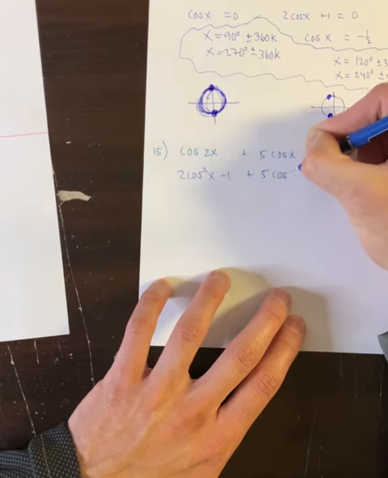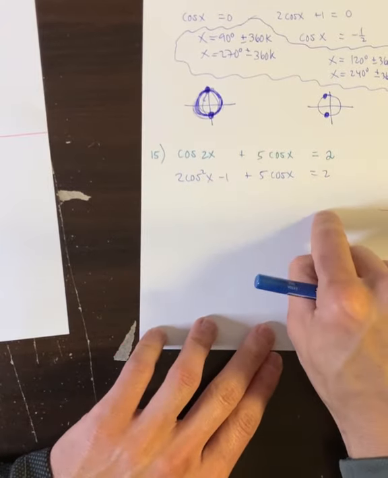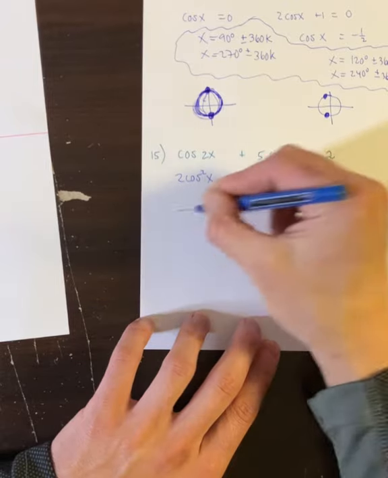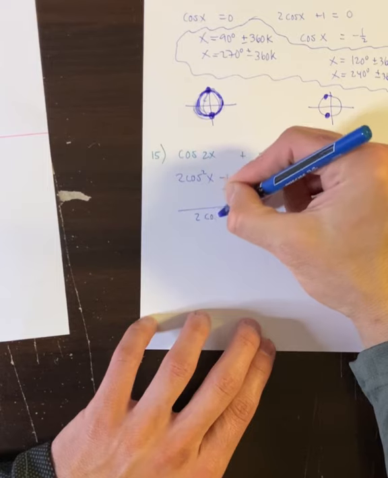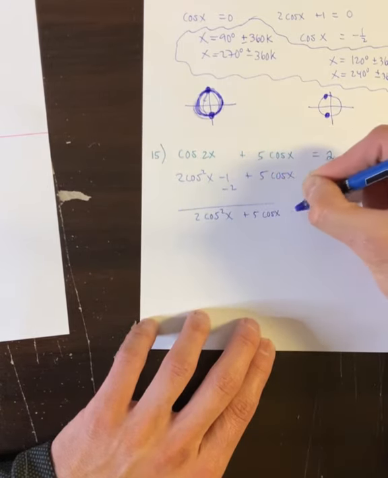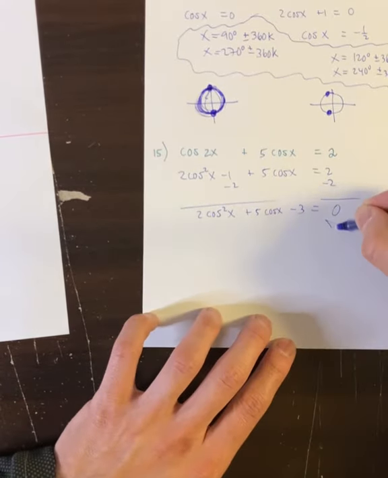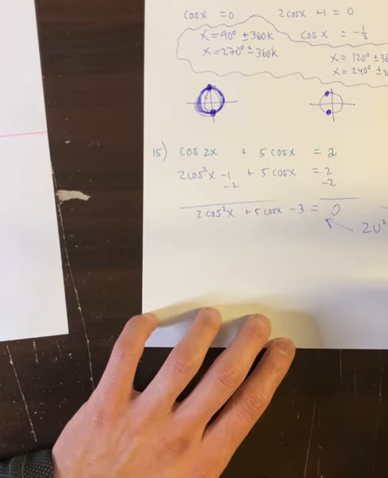And then everything else stays the same, right? That became this. These stay the same. Now, why don't you subtract 2 to both sides? Because I want to create a 0 here. And in standard form, this would be 2 cosine squared x plus 5 cosine x minus 3. Now, what I want you to see is that that looks an awful lot like 2u squared plus 5u minus 3 equals 0. Doesn't it?